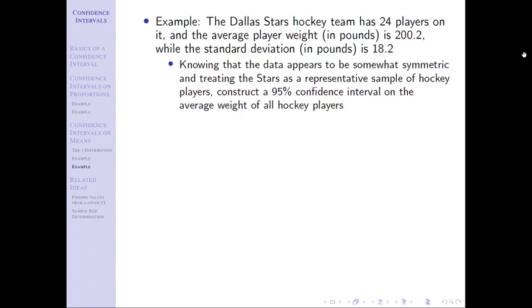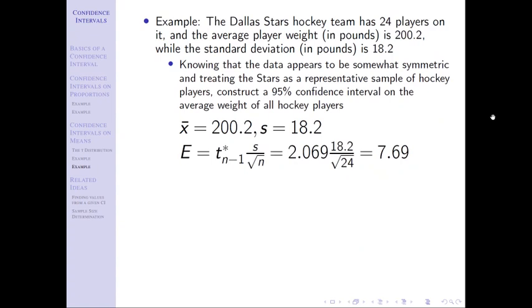Knowing the data appears to be somewhat symmetric and treating the stars as a representative sample of hockey players, construct a 95% confidence interval on the average weight of all hockey players. So I'm going to write down my statistics, X bar and S, just like before. I'm going to find my margin of error. Degrees of freedom would be 23. That's where we got that 2.069 from the appropriate row of the t-table. Add and subtract that to your point estimate, and we can get our interval.